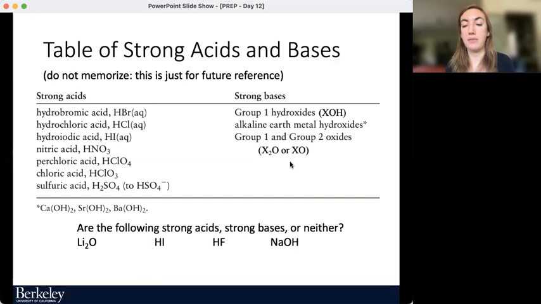So I'm going to have you practice using this table. I have the following compounds, and I want to know if they're strong acids, strong bases, or neither. I'm going to keep you in here. I'll just give you a minute. And I just started a poll. So just look at these compounds, use the table, and see if you can classify them as strong acids, strong bases, or neither.